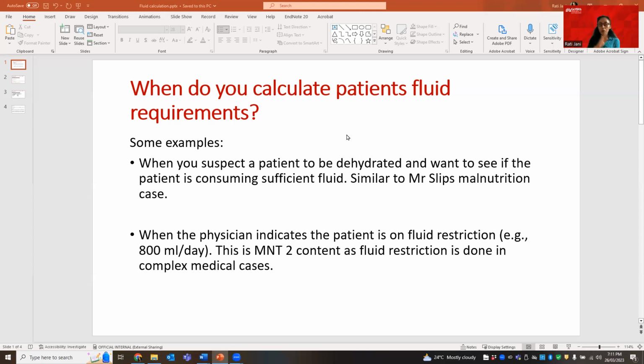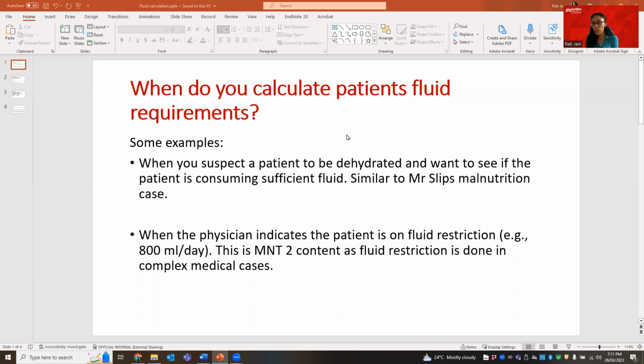All right, so this is an example which you have studied, you have experienced in your MNT1, where you are gradually being exposed to clinical conditions and clinical diseases. Now, when you go further on in your MNT2, you will be exposed to more complex conditions.